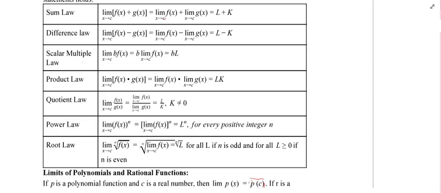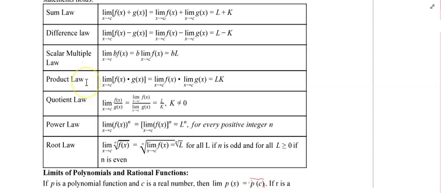Difference law. The limit as x approaches c of f of x minus g of x equals the limit as x approaches c of f of x minus the limit as x approaches c of g of x. Scalar multiple law. The limit as x approaches c of b times f of x is equal to b times the limit as x approaches c of f of x.